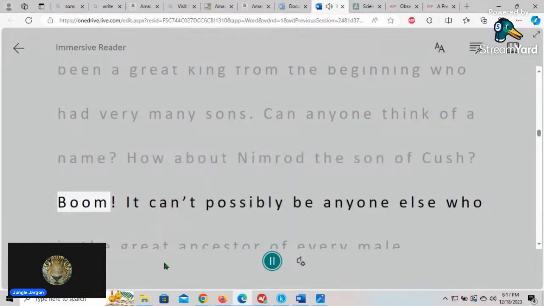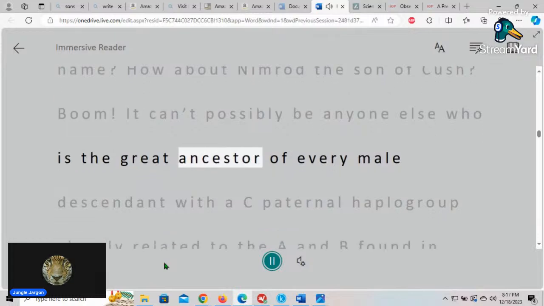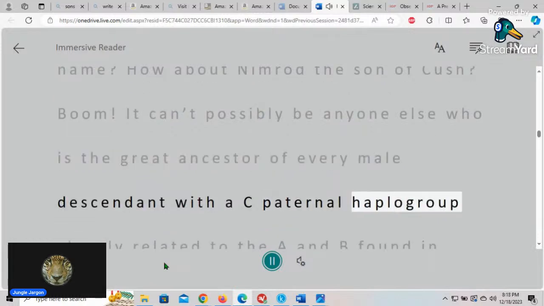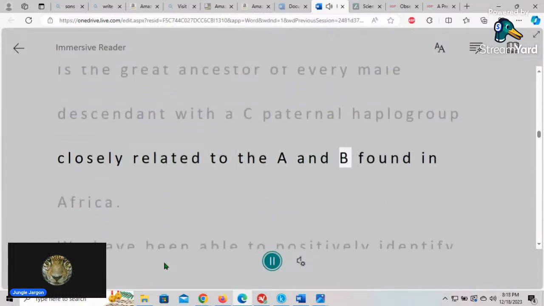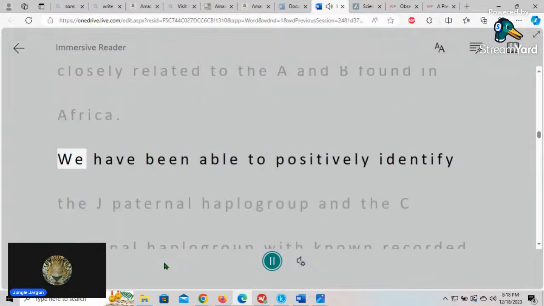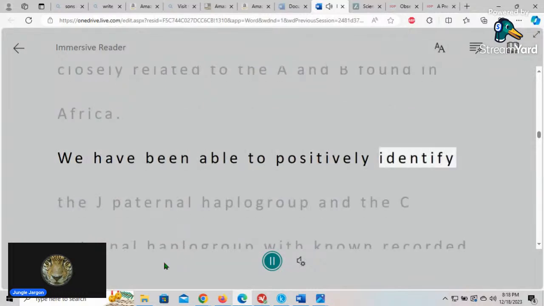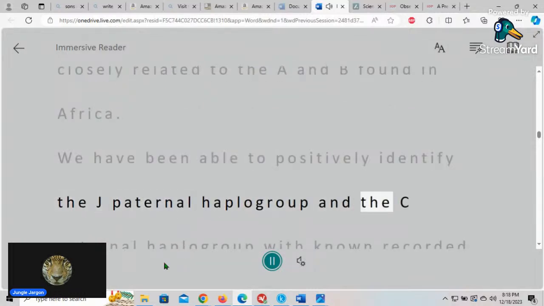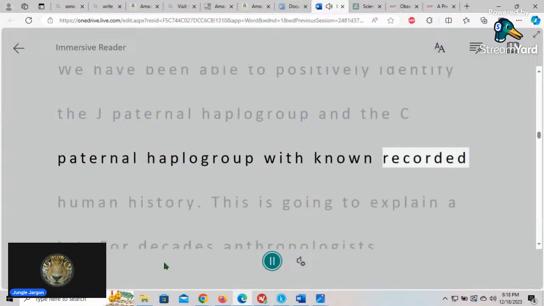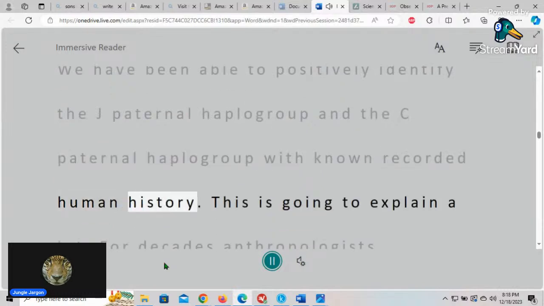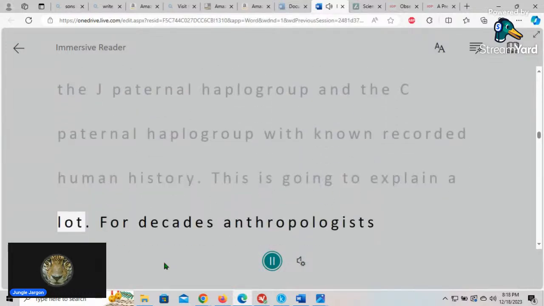Boom! It can't possibly be anyone else who is the great ancestor of every male descendant with a C paternal haplogroup closely related to the A and B found in Africa. We have been able to positively identify the J paternal haplogroup and the C paternal haplogroup with known recorded human history. This is going to explain a lot.